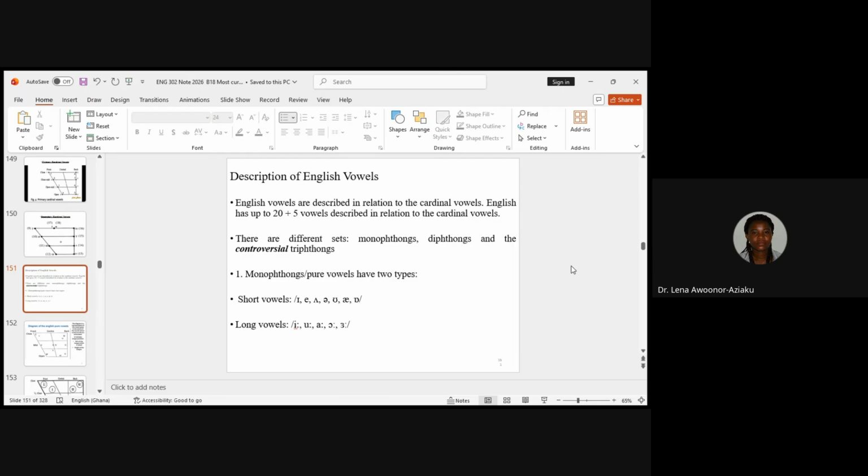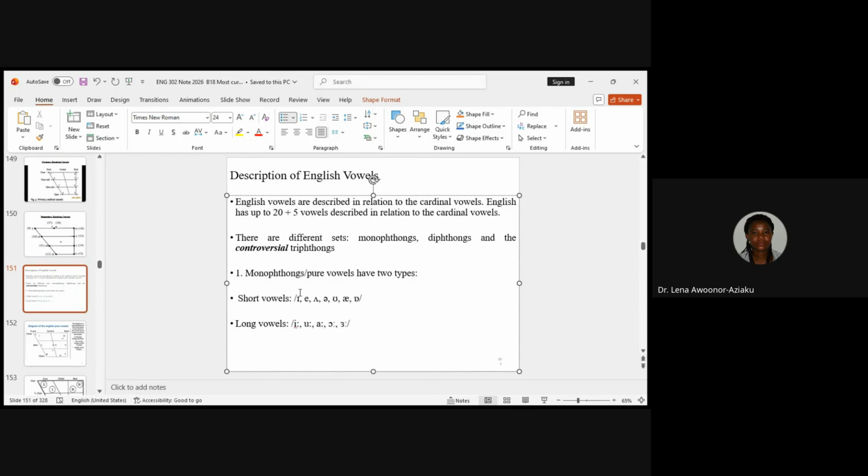So English has monophthongs, diphthongs, and triphthongs, which are controversial. So we look at the monophthongs first. The monophthongs are also called pure vowels, and they are divided into two: short and long. In fact, when we say short vowels, we mean they are relatively short, and long, relatively long. And the diacritic mark doesn't make this short E, long E, because the difference between this and this is not just in terms of length.